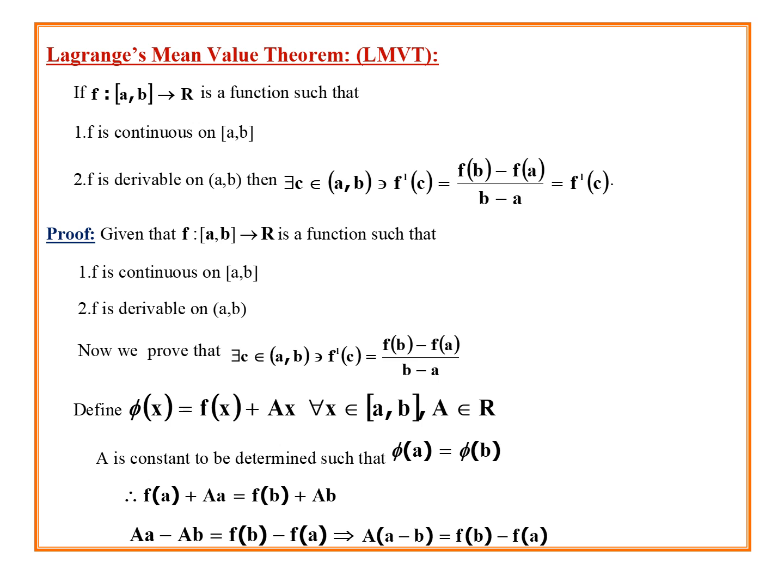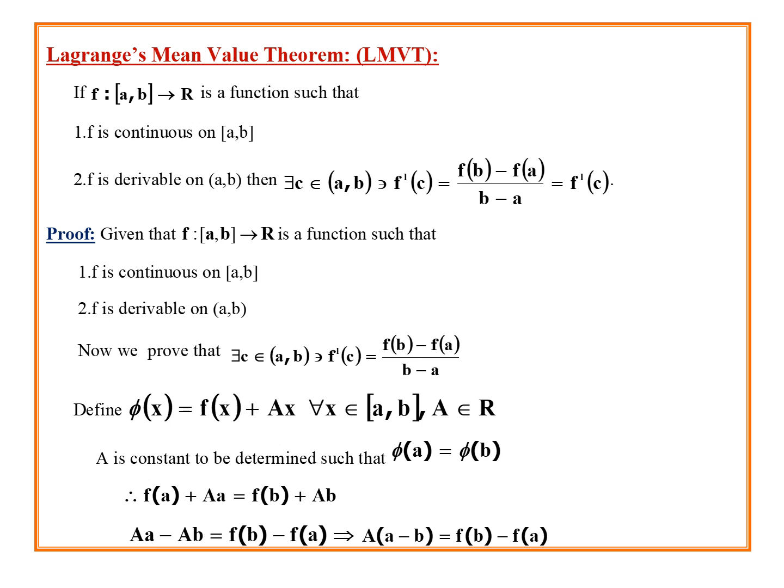Proof. The given function f is a mapping from closed interval [a, b] to R such that, first, f is continuous on closed interval [a, b], and f is derivable on open interval (a, b). Now we have to prove that there exists an element c belonging to open interval (a, b) such that f dash c is equal to f of b minus f of a by b minus a.